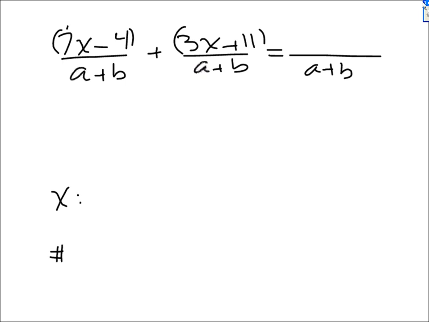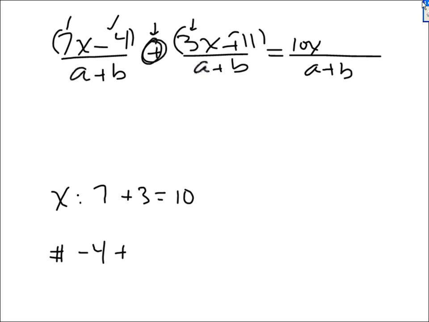When it comes to x's, we have 7 x's, and we are adding 3 more. So we get 10. Part of the answer will be 10 x's. And for numbers, we have negative 4, and we are adding a positive 11, which means 11. And that's positive 7. So there's your answer. The problem is done. It was 2 arithmetic questions. What's 7 plus 3, and what's negative 4 plus 11?